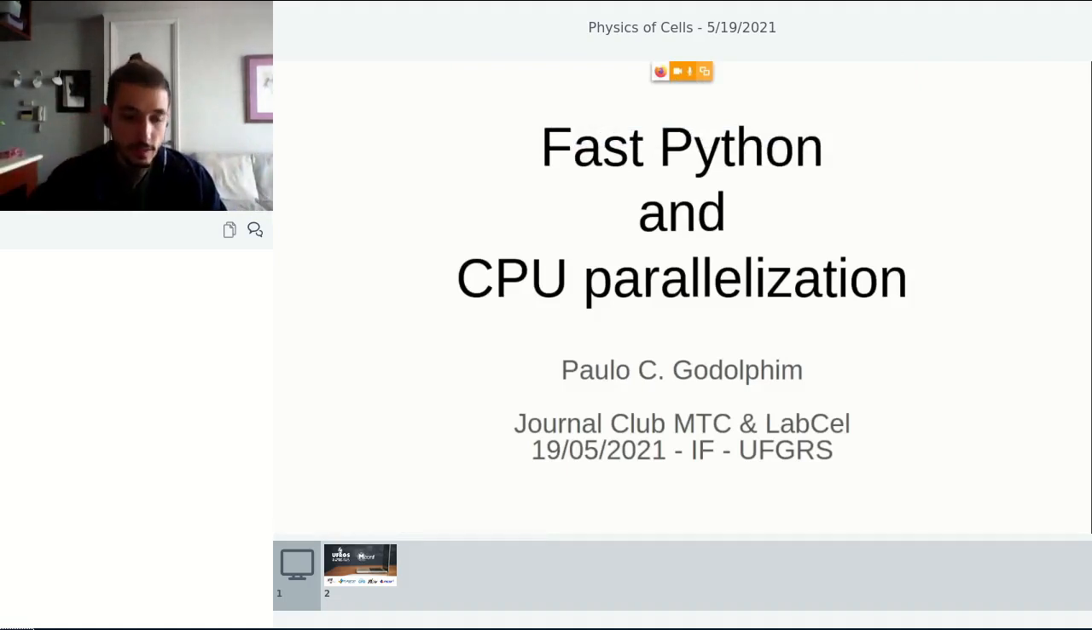So this talk is about fast Python and CPU parallelization. One of the main motivations about this topic is that probably in the near future, one person will be working with this kind of high performance code, or will be working with someone that knows how to do this. So it's an important topic.